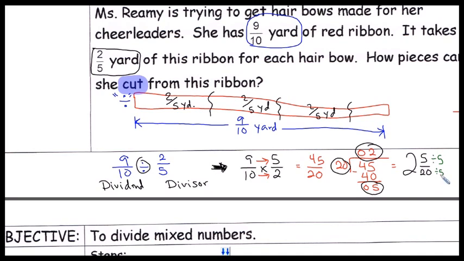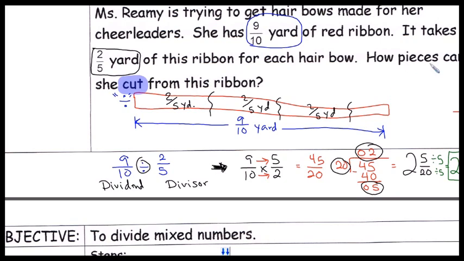So if I simplify, I'm going to divide by 5. 5 divided by 5 is 1, and 20 divided by 5 is 4. And then all I have to do is bring this 2, a whole number, over to my final answer. And my final answer is 2 and 1/4.